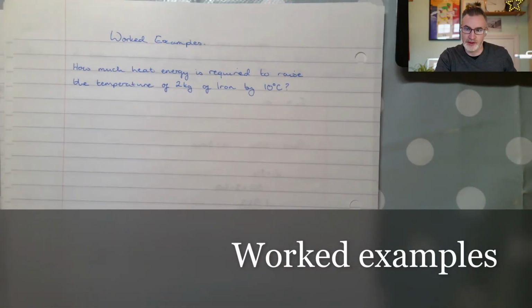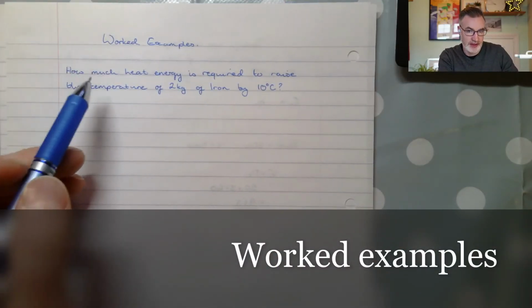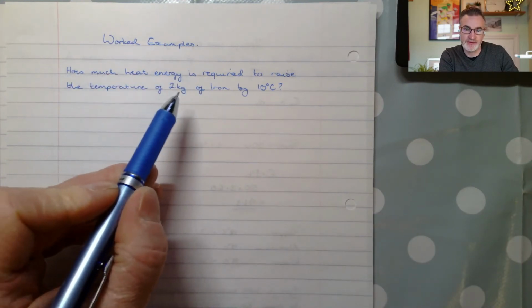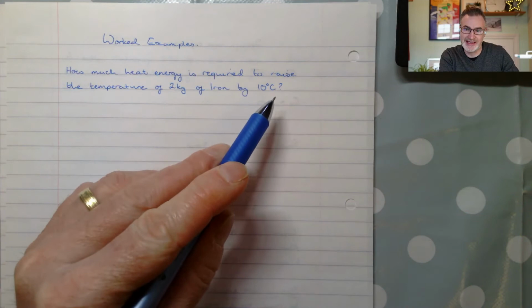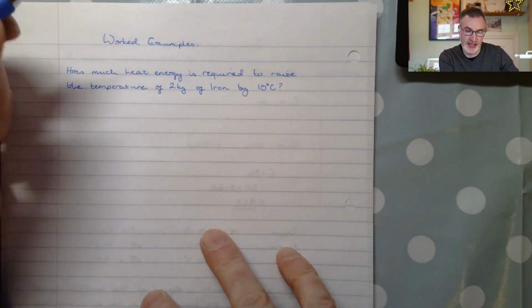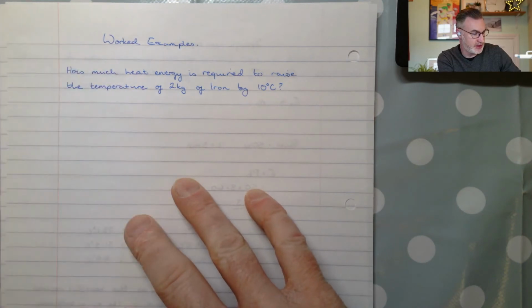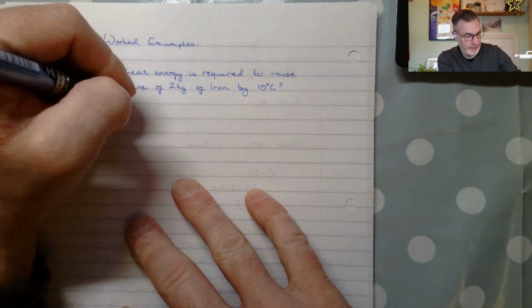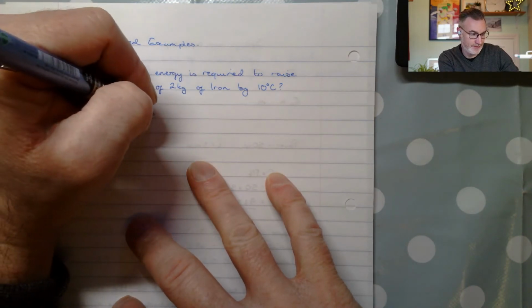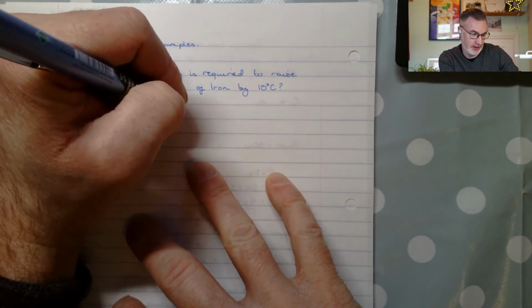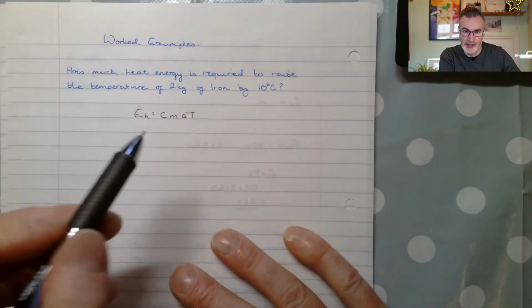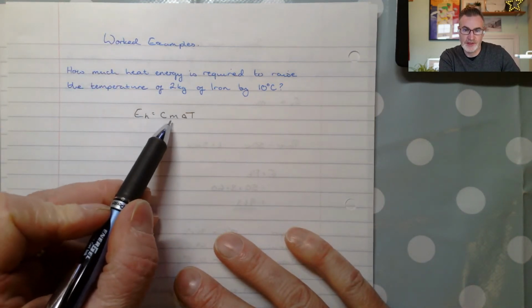So here we'll look at a couple of worked examples, and our first one is: how much heat energy is required to raise the temperature of 2 kilograms of iron by 10 degrees C. So we have the specific heat capacity formula, which is EH equal to C m delta T. And what we need to do with all of these is go and look up the C value.